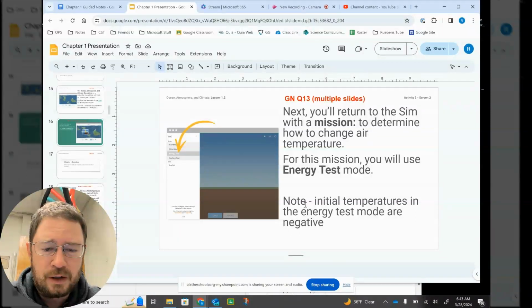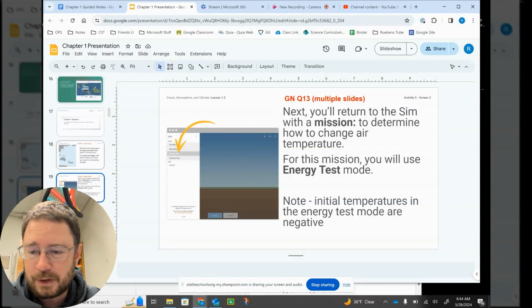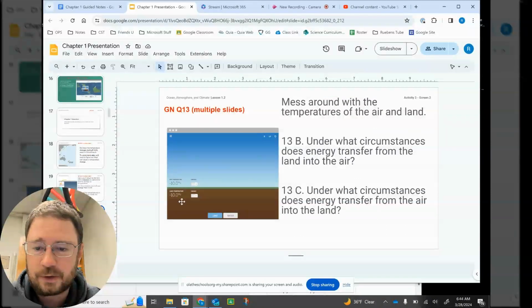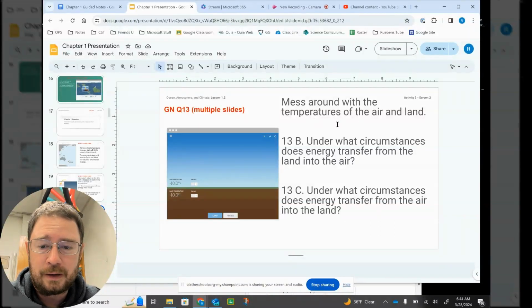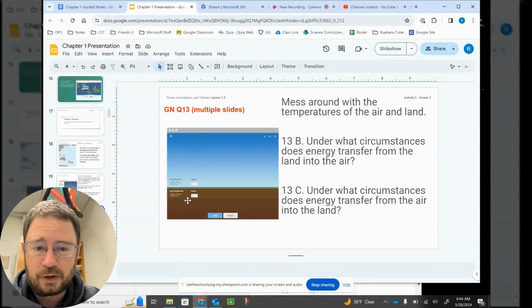Note, when you do the energy test, the initial temperatures in the energy test are negative. I think the default is negative 10 degrees Celsius. Yep, we see that right here. Negative 10 for the air temperature, negative 10 for the land temperature. And we're going to mess around with the temperatures of the land and the air. Notice you can change just the air, you can change just the land.